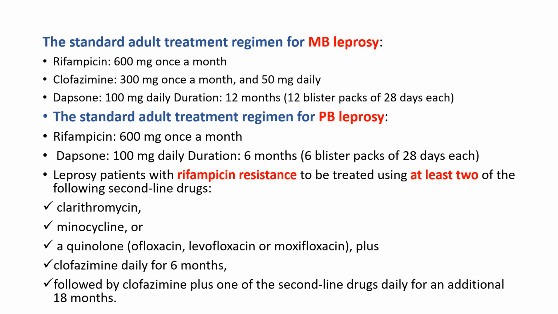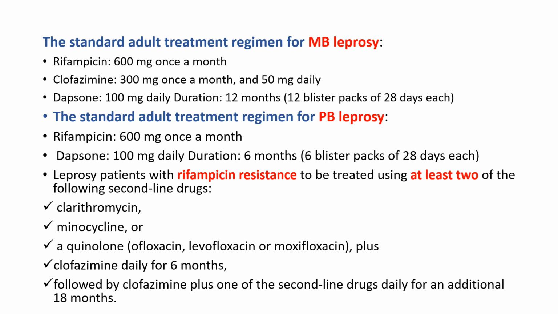But those leprosy patients who have rifampicin resistance need to be treated using at least 2 of the following second-line drugs. What are these second-line drugs? They are clarithromycin, minocycline, or any of the quinolone groups. Which are these quinolones? These include ofloxacin, levofloxacin, or moxifloxacin. And this is along with clofazimine daily for 6 months, that is 300 mg once a month and 50 mg daily.